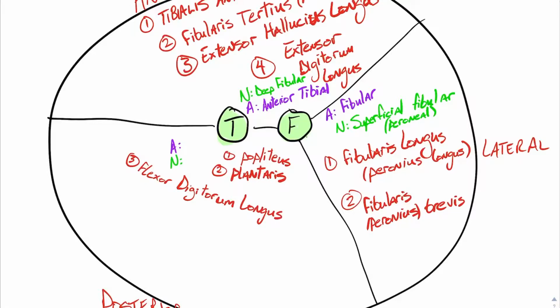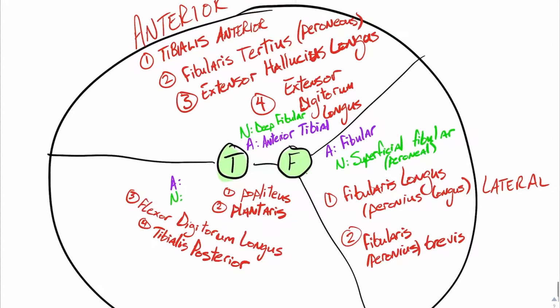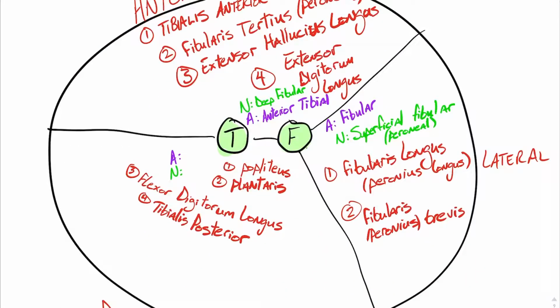Flexor digitorum longus. Moving outward farther, we have the tibialis posterior, T-I-B-I-A-L-I-S, posterior. So that's, I'm going to say 4. And then we have, I'm trying to keep these in the area that they are in, so just a little more medial. We're going to go flexor hallucis longus, and I'll call that 5.